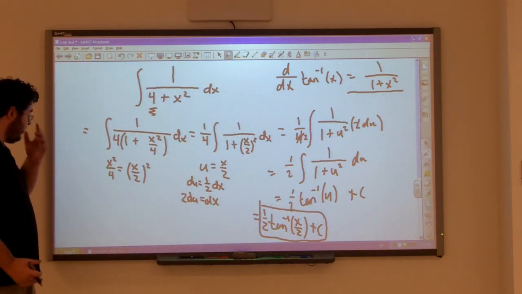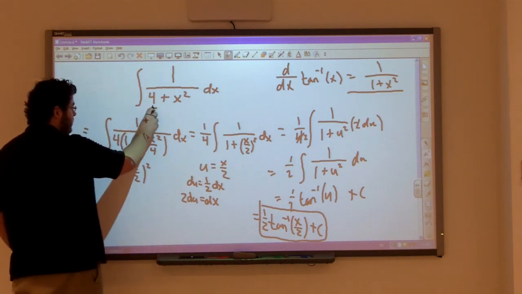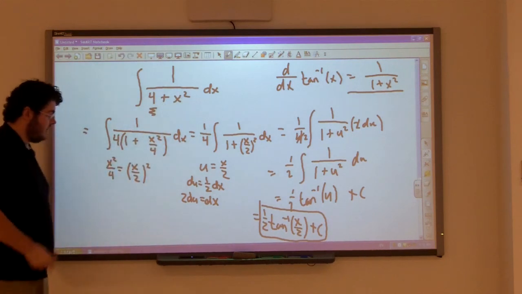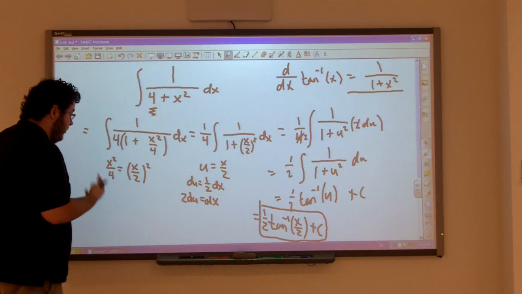So you have to be really careful when you're doing these, because you have to be careful with these constants when making a u substitution. There's a lot of steps that involve these, but these do come up quite often, and they're very useful to figure out.